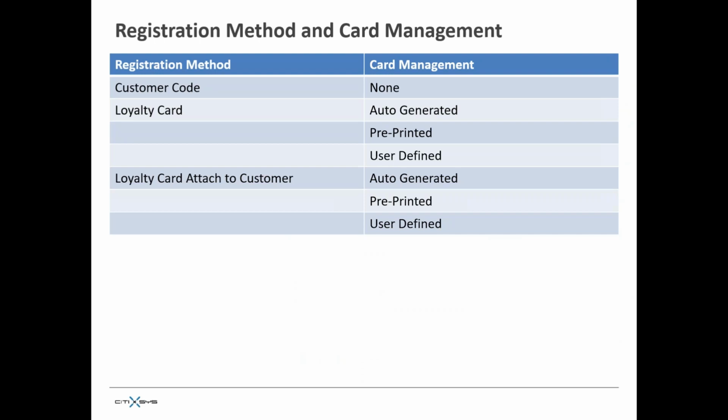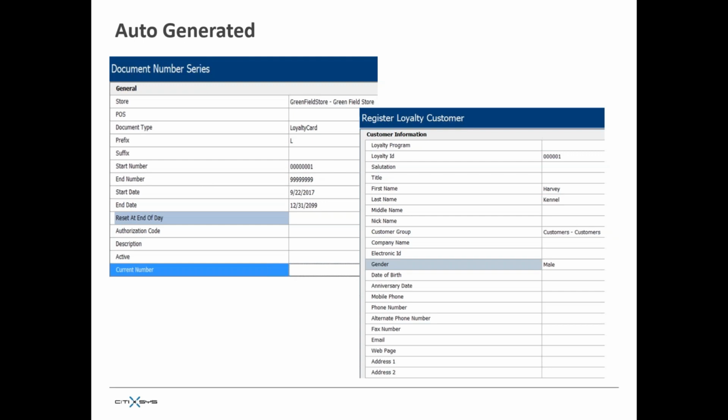Again, the registration method, like I said, you have the customer code. The card management does not apply. When you select the loyalty card, then these can be auto-generated, pre-printed, or user-defined. Again, loyalty card attached to customer. This is when you would like your customers not only to bring a plastic card, but also to identify themselves as the owners of that membership. I guess that could be considered the most secure registration method.